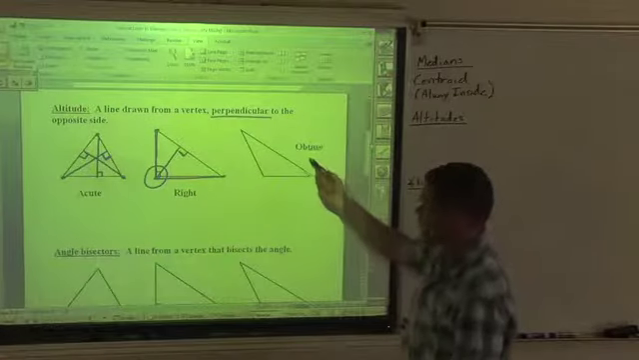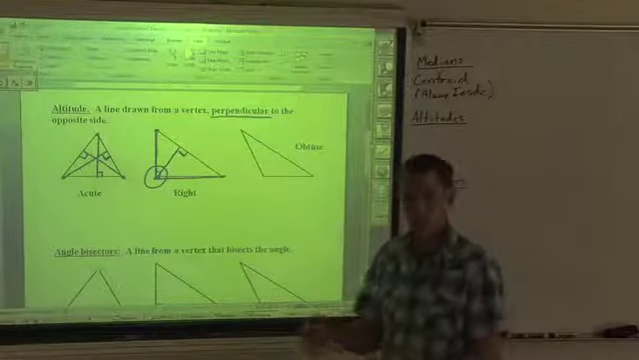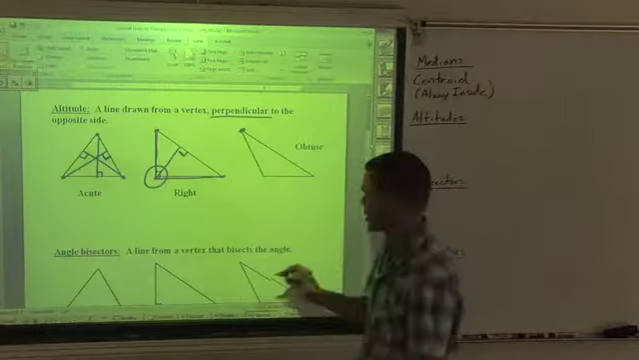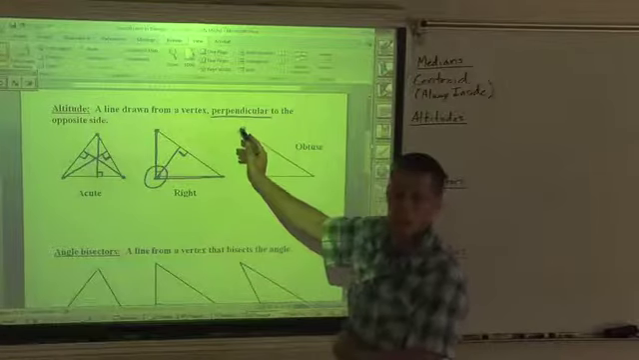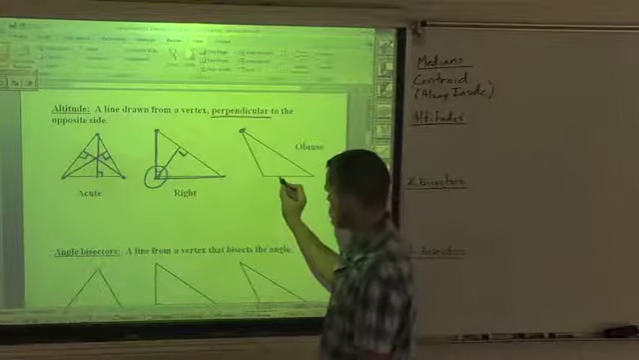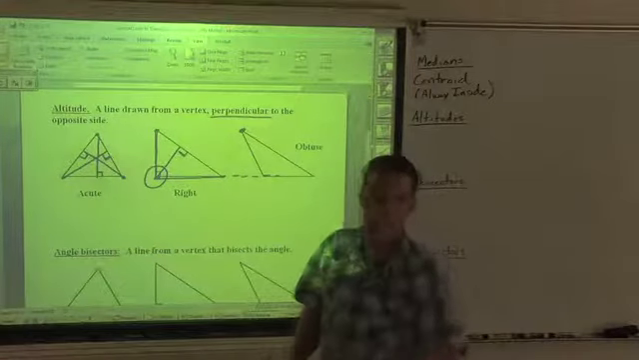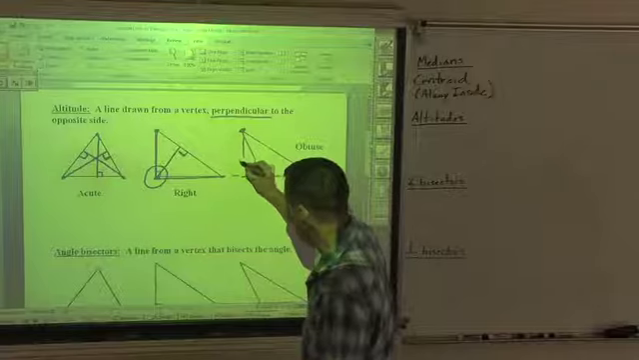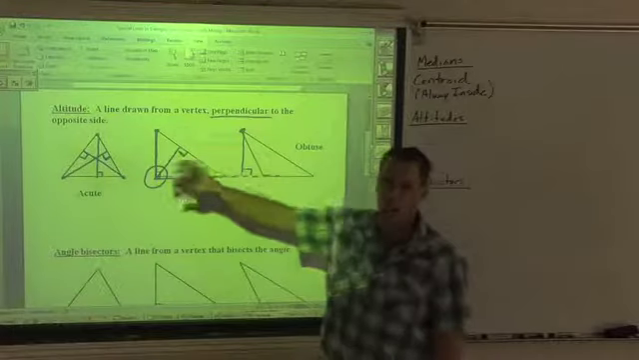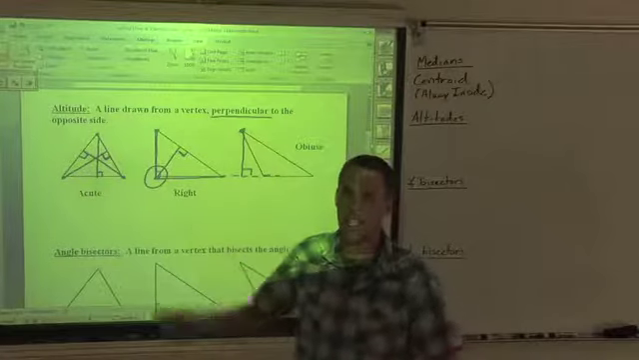Then we have the altitude for the obtuse triangle. Now, the one that I wanted to draw, which is the most important, is the one from here. We'll discuss the others in class. I have to go perpendicular from this point. The problem is, if I go inside the triangle, that's not going to be perpendicular. Instead, I will extend this side outside of the triangle. And then I can draw perpendicular. So it's not just perpendicular to the opposite side inside the triangle, it's perpendicular to the opposite side extended.